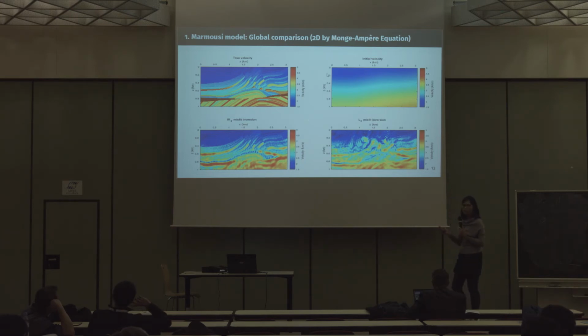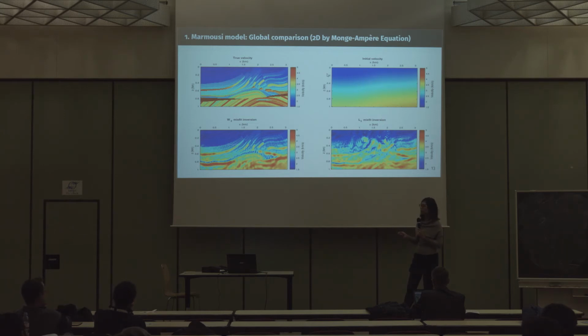All the pictures I show here are velocities. This is the true velocity, and this is our initial guess. Based on this initial guess, we solve one wave equation, then we solve the Monge-Ampère equation, we compare, and we get an update. After 100 iterations like that, W2 converges to the left picture, and L2 converges to the right picture. It has several wrong properties compared to the correct one, because of the local minimum it suffers from.